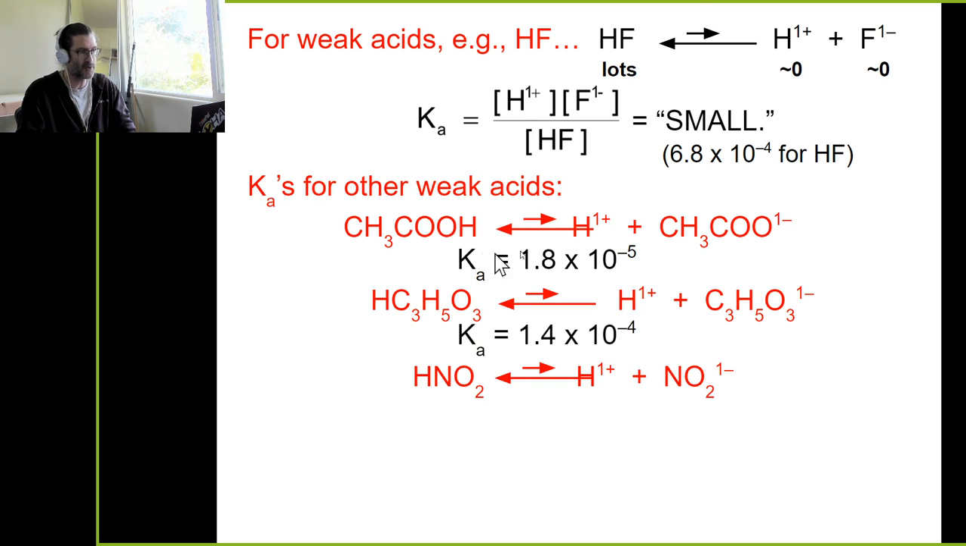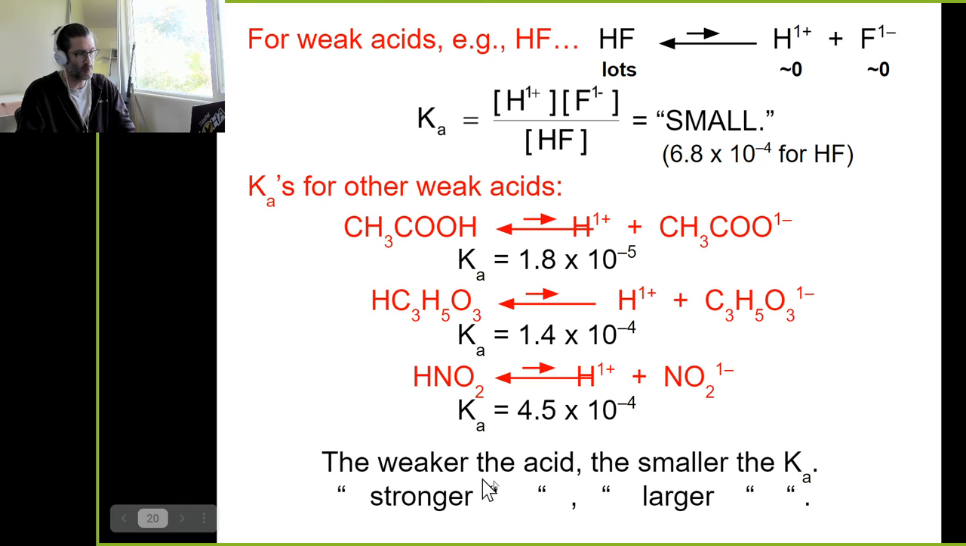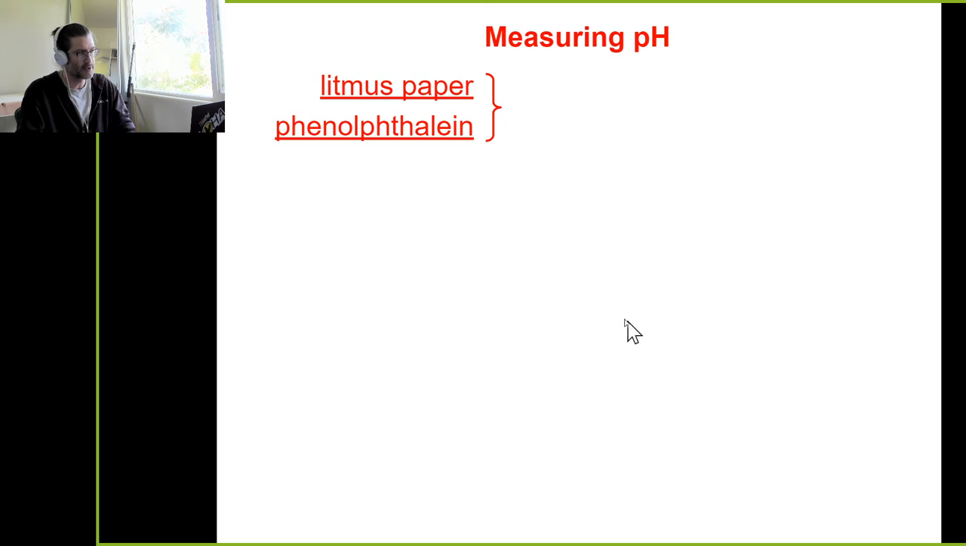And they're different for each compound. For weak acids, the dissociation constant is very small, which means that it favors the reactant side rather than the product side. The weaker the acid, the smaller the Ka; the stronger the acid, the larger.